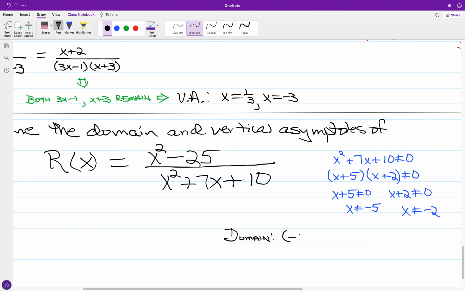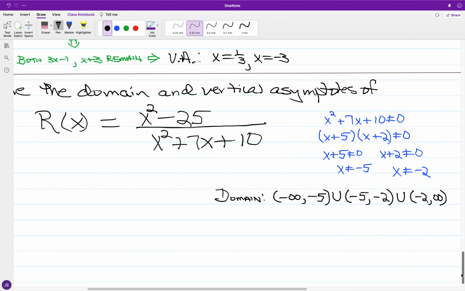So starting from negative infinity, going up to but not including negative 5, we bypass negative 5. In the next group we have those values of x greater than negative 5 and less than negative 2. Just like negative 5, negative 2 is going to be bypassed. And for the rest of the set, those values of x greater than negative 2. So that will be the display of the domain in interval notation.